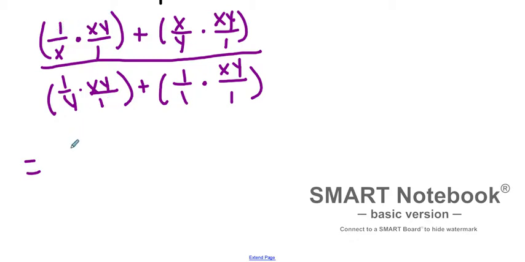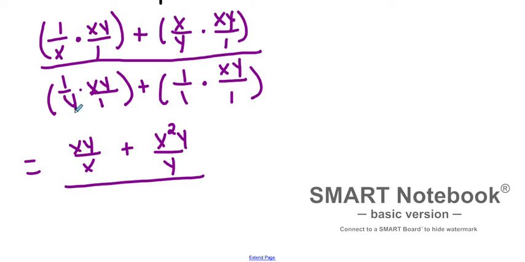Here we're going to have xy over x, because we have 1 times xy and x times 1, plus here we're going to have x times xy, so that's x squared y over y, all over, here we're going to have 1 over y times xy over 1, so that's going to be xy over y. Okay, and here nothing changes, we're just going to have xy over 1.